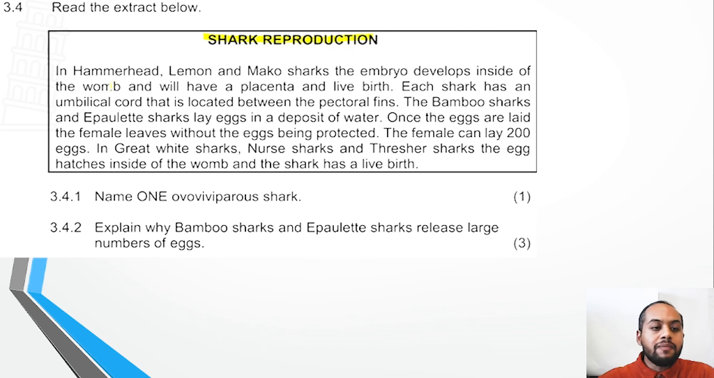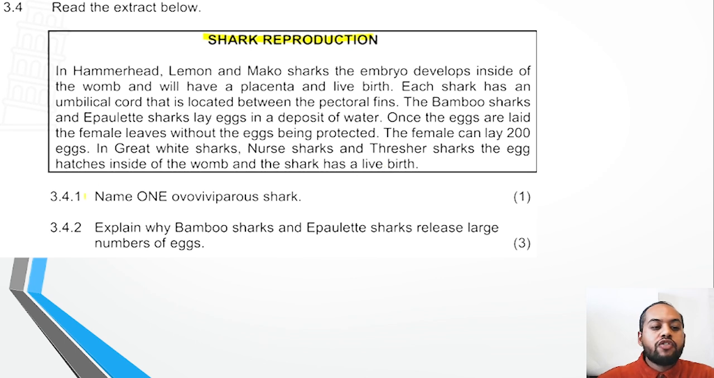The next question, 3.4, says read the extract below. Shark reproduction. In hammerhead, lemon and mako sharks, the embryo develops inside of the womb and will have a placenta and live birth. Each shark has an umbilical cord that is located between the pectoral fins. The bamboo sharks and epaulet sharks lay eggs in a deposit of water. Once the eggs are laid, the female leaves without the eggs being protected. The female can lay 200 eggs.